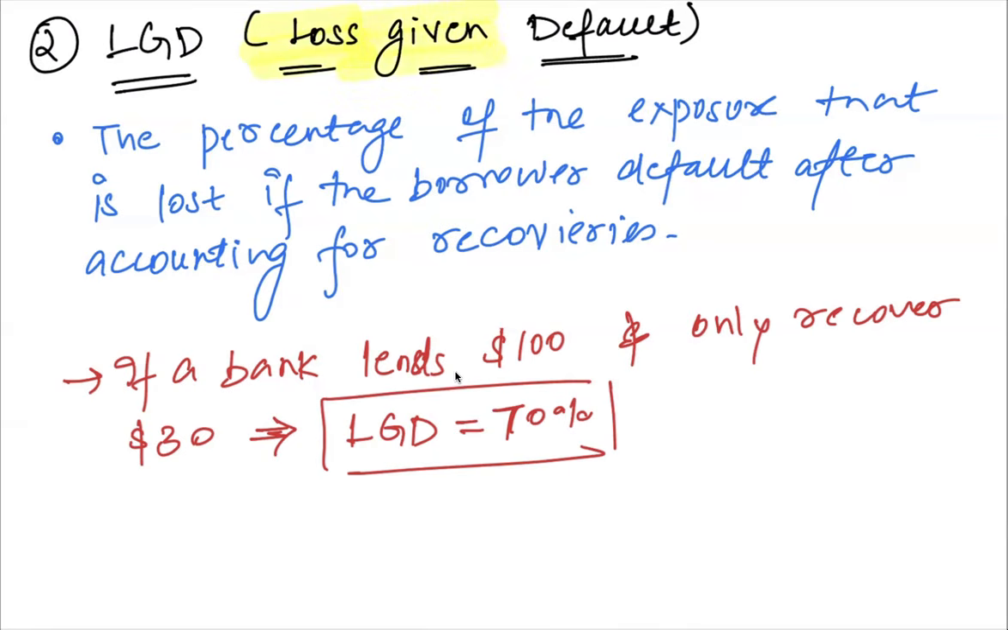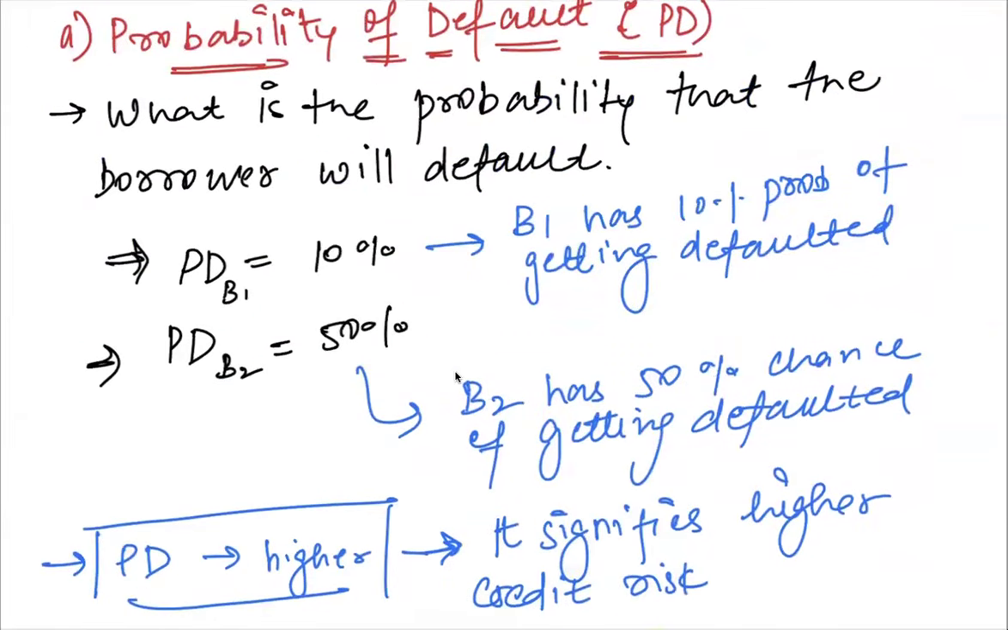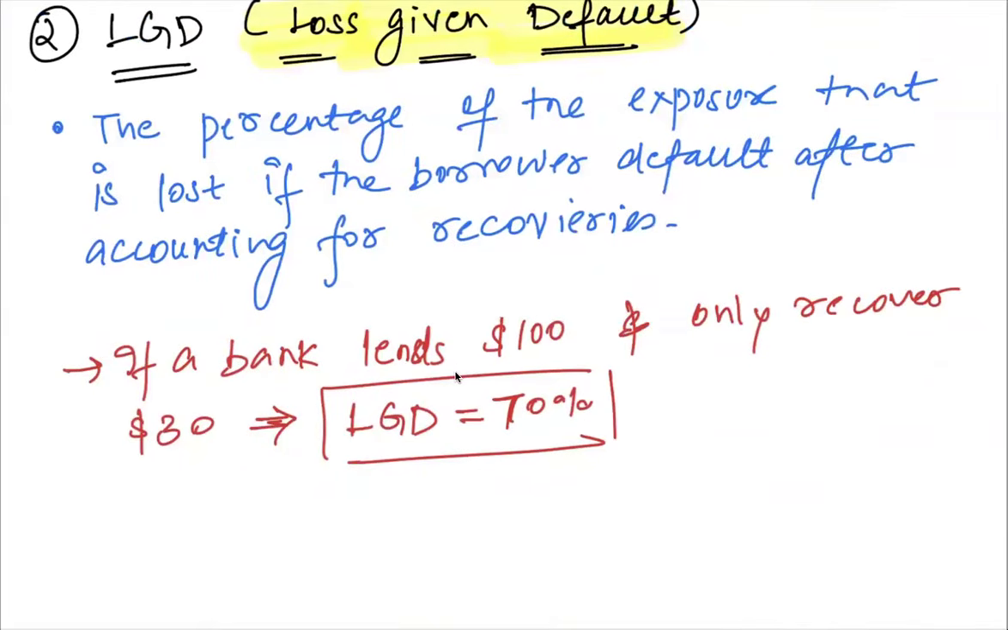If you look at the term loss given default, it is saying what is the loss given the default. We know that default has now happened. In the first stage, which is the PD, we were checking whether the borrower will default or not. Now we know that the borrower has defaulted, so what we are trying to understand is what is the loss that my bank has to face. The definition says it is the percentage of exposure that is lost if the borrower defaults, after accounting for recoveries.